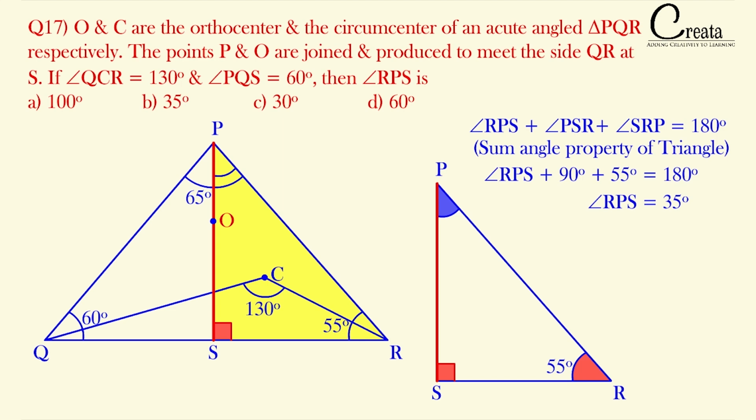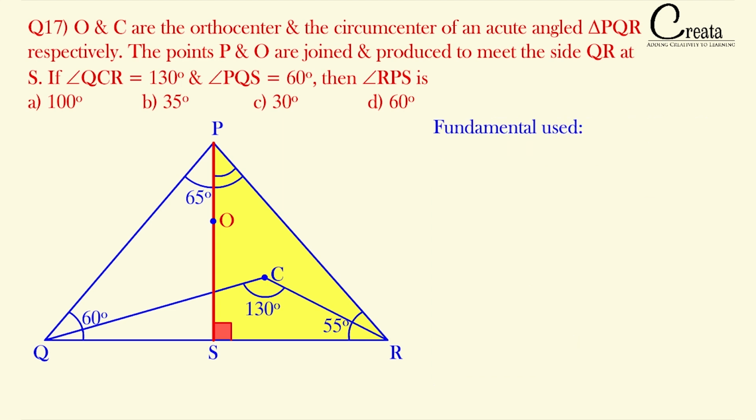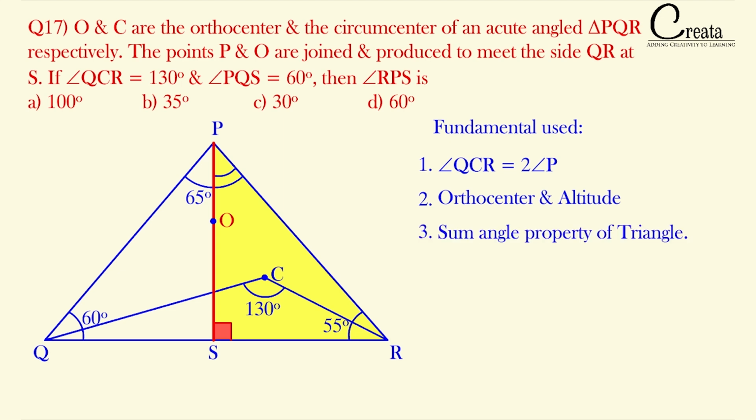So the fundamentals that we have used to solve this question are: the first fundamental is that the angle formed at the circumcenter is twice the opposite angle. The second fundamental is the orthocenter. The orthocenter is the point of intersection of three altitudes and an altitude is a line segment that is perpendicular to the opposite side. So we have used the fundamentals of the altitude and the orthocenter. Further, we used the angle sum property of the triangle to finally solve this question. Got it? Let's move to the next question.